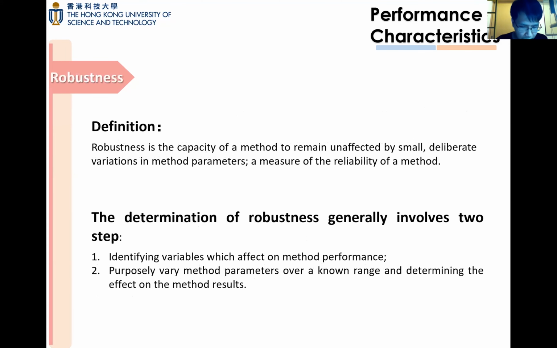Robustness is the capacity of a method to remain unaffected by small variations in method parameters. This is a measure of the reliability of the method. To determine the robustness, we first need to identify variables which affect method performance, and then purposely vary the method parameter over a known range and determine the effect on the result.